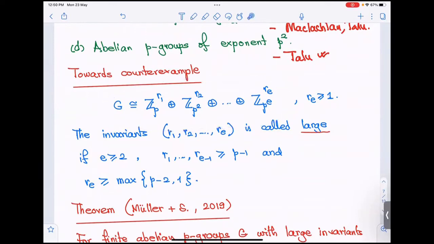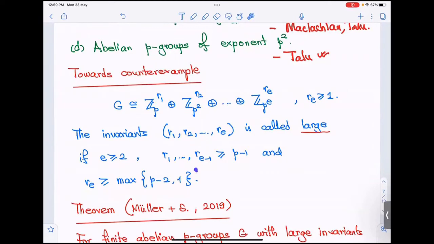So you write down again the group to be the direct product of primary decomposed components. And these invariants, these are not actually in the previous form. So these invariants, I would call it large, if my E is at least 2, the invariants, except the last one, they all are at least p minus 1. And the last one is greater than or equal to p minus 2 or 1.